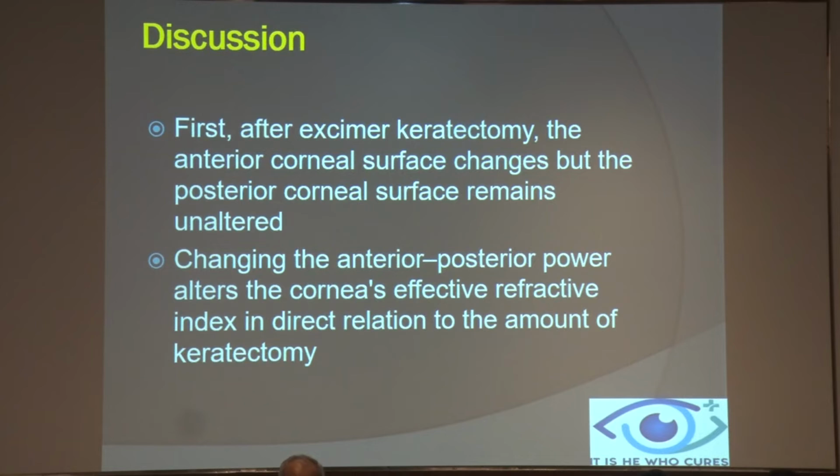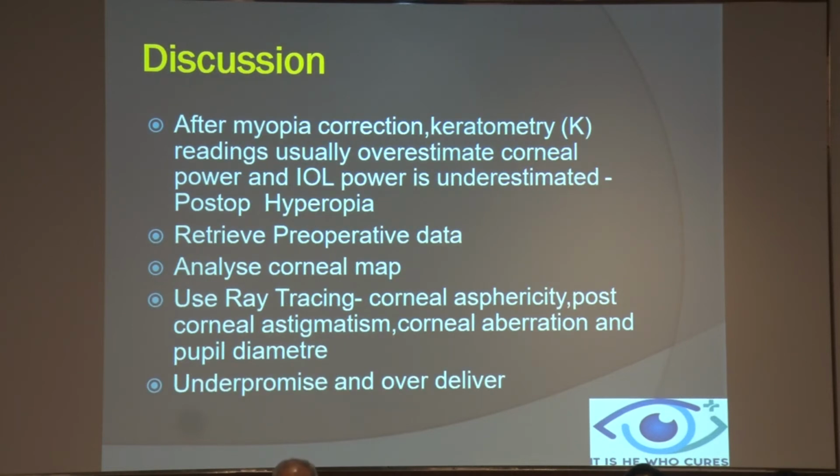Now we all know that after we do an excimer laser, the anterior corneal surface changes, but the posterior corneal surface remains unaltered. So there is a change in the anterior posterior power, a change in the anterior posterior ratio, which alters the keratometric refractive index. And this is in relation to the amount of the laser that we apply. So that is how the K values get altered. After myopic correction, the keratometry readings usually overestimate the corneal power, and therefore the IOL power is underestimated, and that's when we get this post-operative hyperopia.